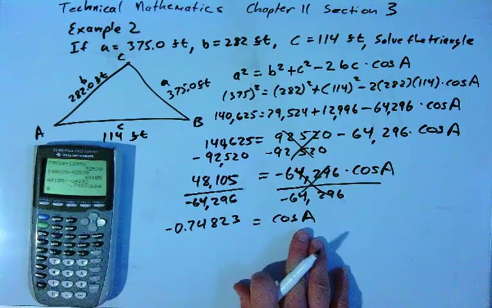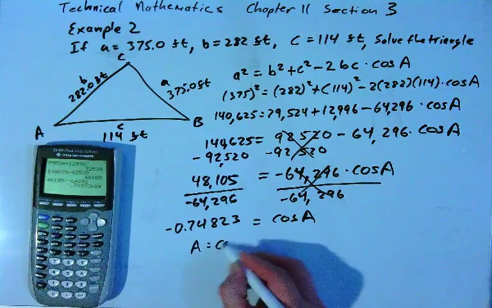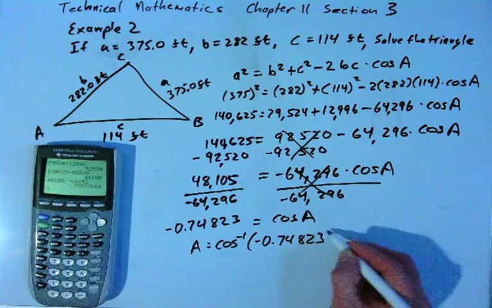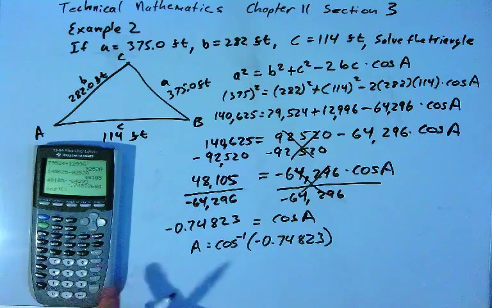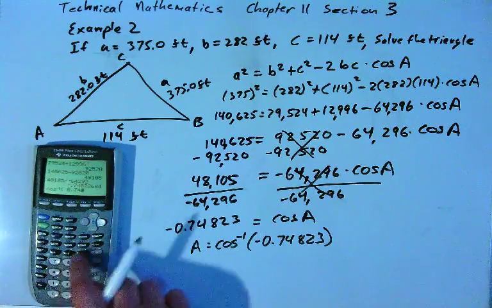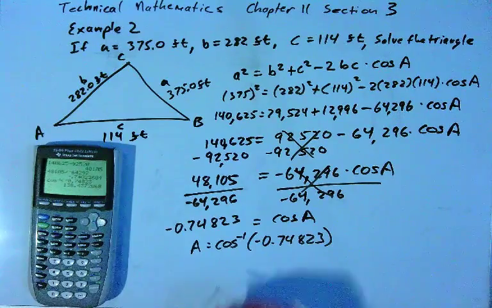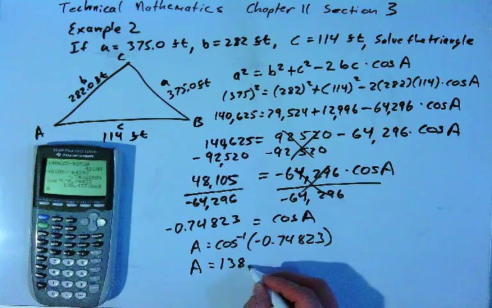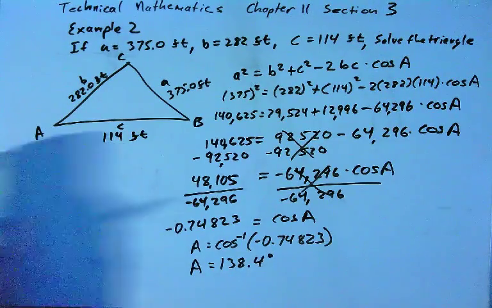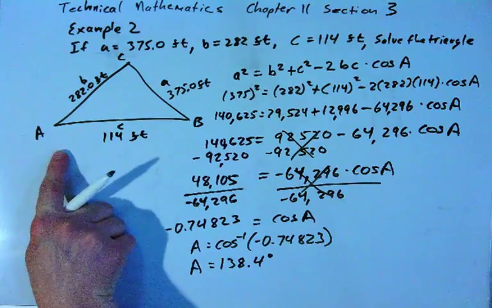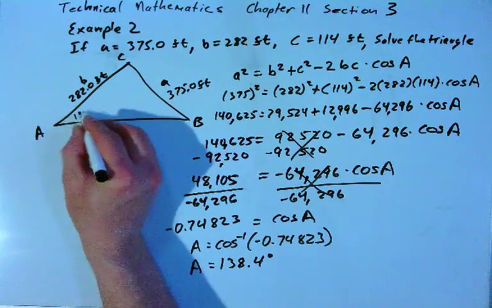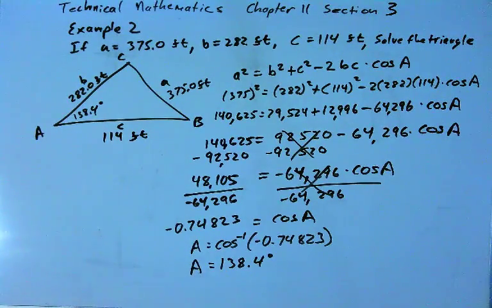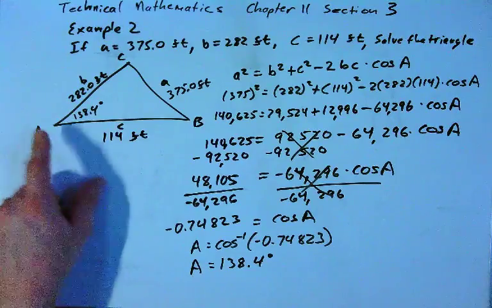And so now to solve for A, I need to take the inverse cosine of both sides. So A will be the inverse cosine of negative 0.74823. Okay, so the inverse cosine of negative 0.74823. And we get A is equal to 138.4 degrees. So now we know angle A. Angle A, we think, is 138.4 degrees. And again, my triangle is not drawn to scale.